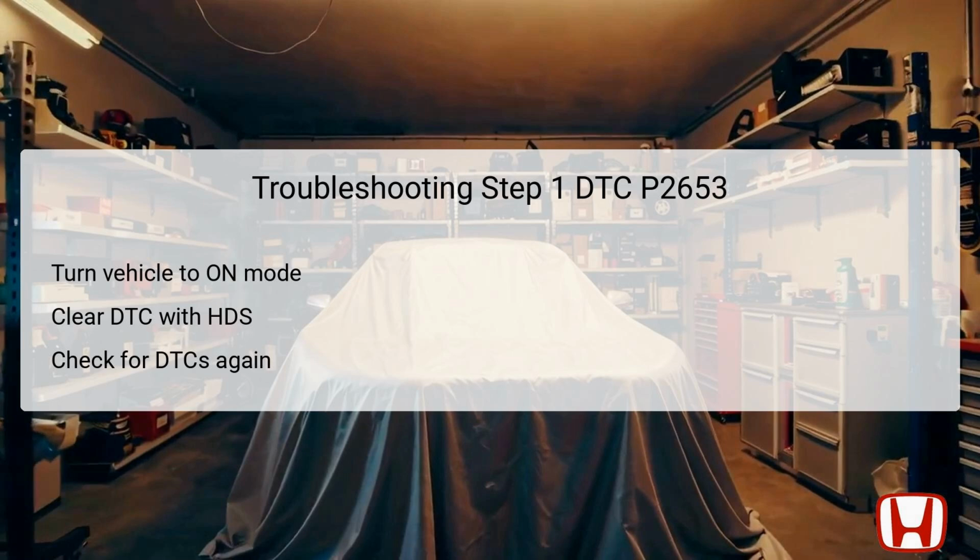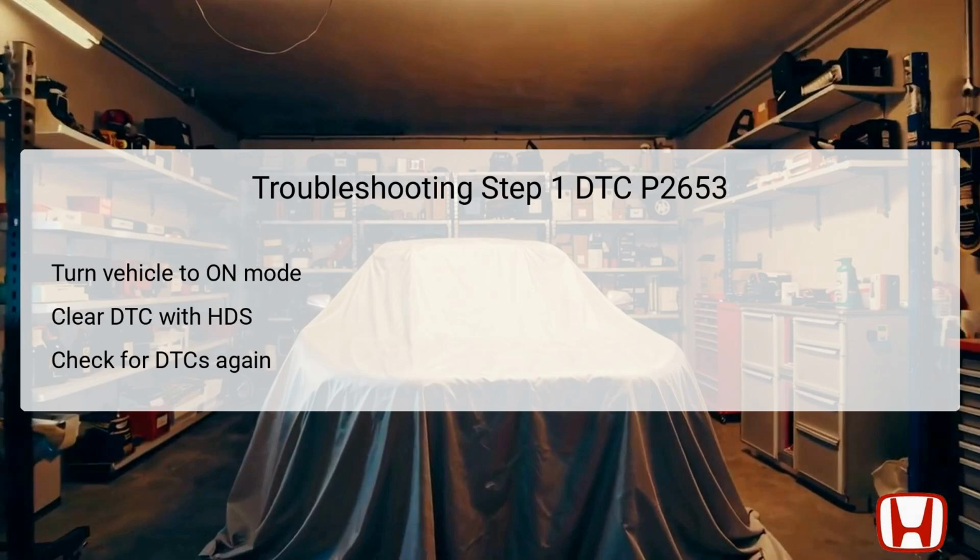After engaging the on mode, technicians should clear the DTC using the HDS. Clearing this code resets the system, which is crucial in determining whether the issue persists post-reset. Subsequently, the technician must switch the vehicle to off, lock mode, before starting the engine again. Once the engine runs, it is imperative to check for any pending or confirmed DTCs once more using the HDS. If DTC P2653 reappears, it confirms that the problem still exists, prompting further troubleshooting.